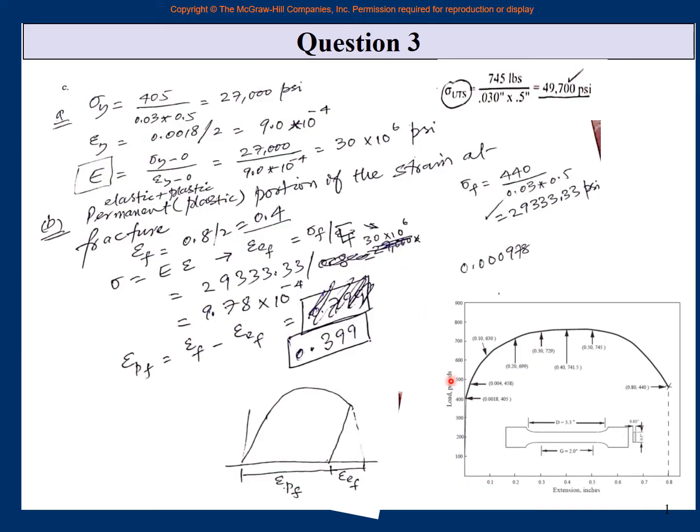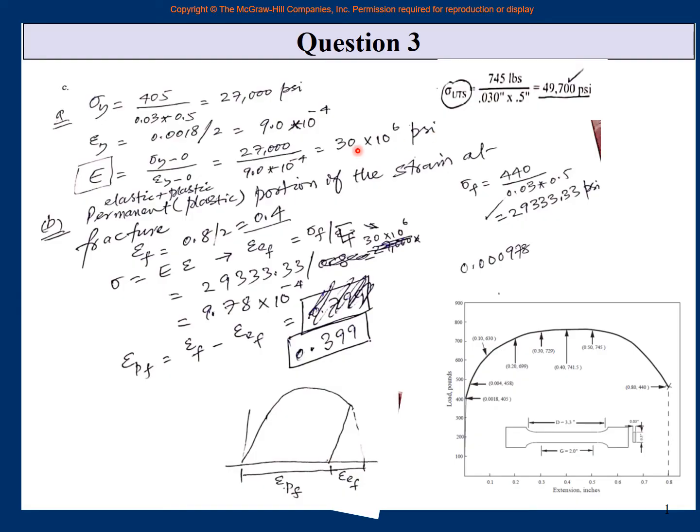Now if you want to find the elastic modulus, if you take from here to here the straight line, right, then the stress here minus the stress here upon the strain here minus the strain here. Now here the stress and the strain are both 0, right? So yield point is stress at yield minus 0 upon strain at yield minus 0. Stress at yield is 27,000. Strain at yield is 9 into 10 raised to minus 4. You get 30 into 10 raised to 6 psi, right?